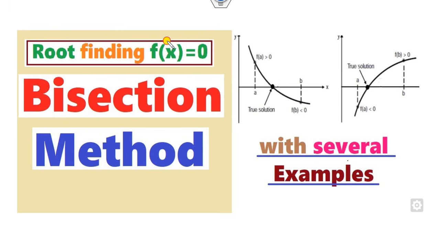Today we will describe the method for root finding. The first method is called the bisection method. We will explain it with the help of graphs and several examples.